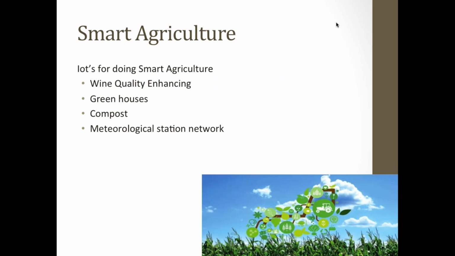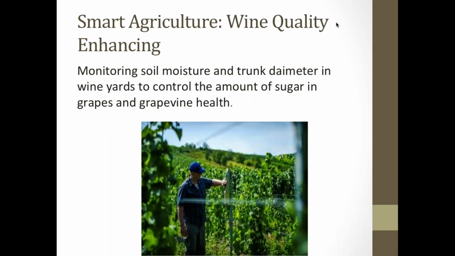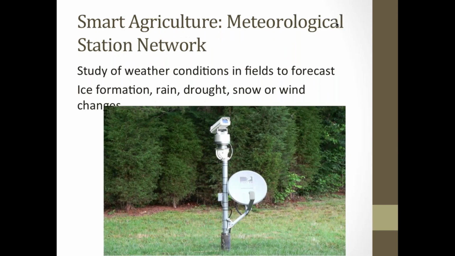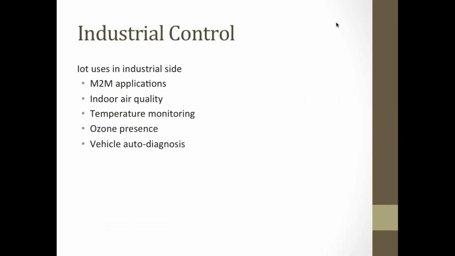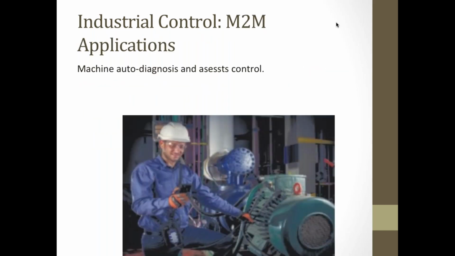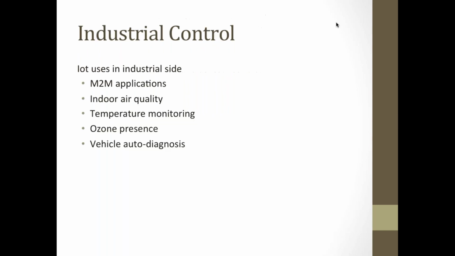Smart agriculture is also a very important use in the world now: wine quality, greenhouses, meteorology station networks, industrial controls. All these are very important uses in the world. To make anything in any domain smart, IoT is doing that. Because of this, it saves time, it saves cost, and it is a benefit for the people, for IoT.